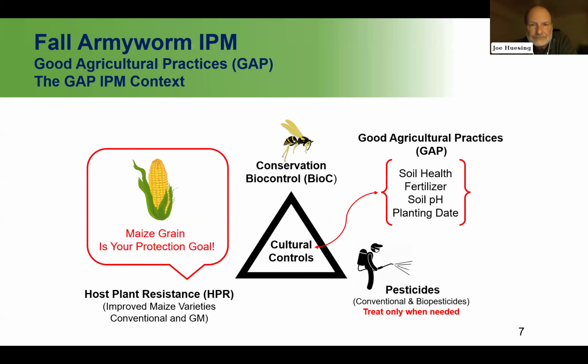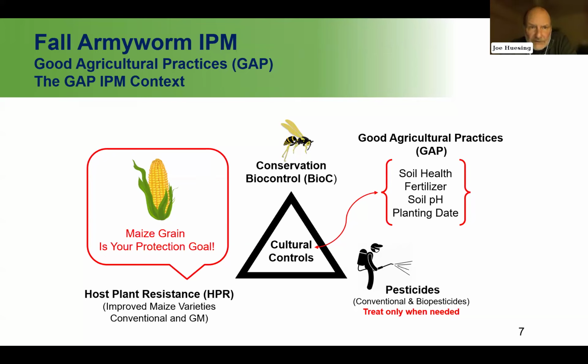Next slide, please. The context that we use, I'm pretty sure everybody on this call will recognize this, is the standard good agricultural practices IPM model. Except with this pest, it's even a little bit more important than it is with other pests. It's a bit harder to control. You have to have your ducks in order, as they say. This is based on cultural control methods, standard soil health, planting dates, things like that.